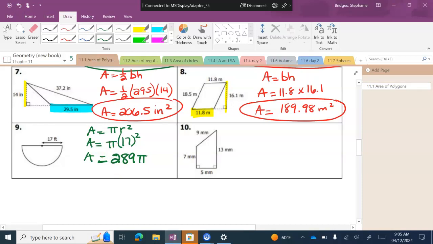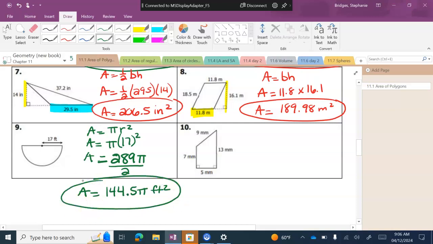So what do you think I should do with that now? Divided by 2. So what I want you to do is do 289 divided by 2. And we're still going to leave the pi symbol behind that. And then that would be feet squared. Okay, it's only half of a circle. So once we find the area of the circle, we're going to cut it in half, and that will be the area of that shape.